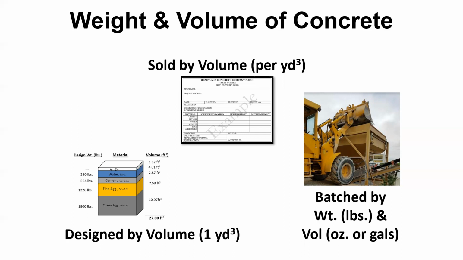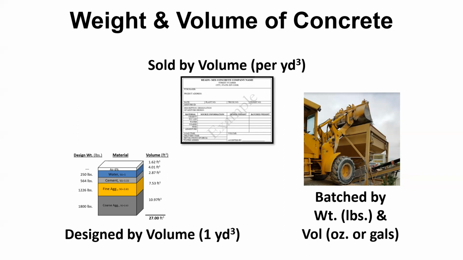So the other part of this is, whenever you're designing the concrete, the engineer is going to design it based on a cubic yard, and then you're just going to multiply. So if you need 10 yards, you're just going to multiply all your batch numbers by 10 to get 10 yards.